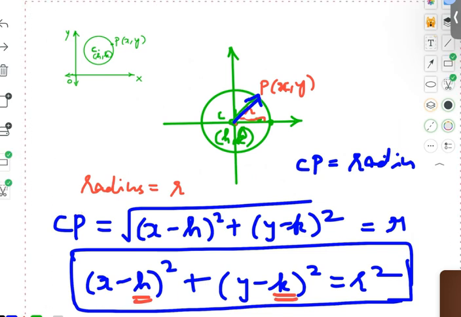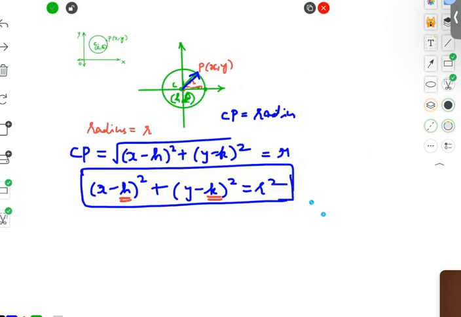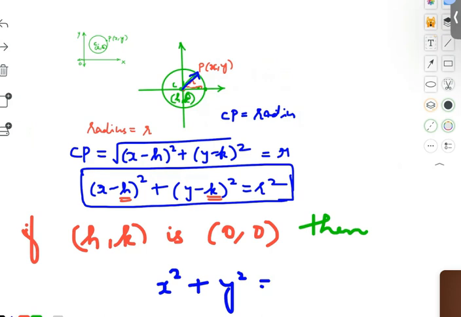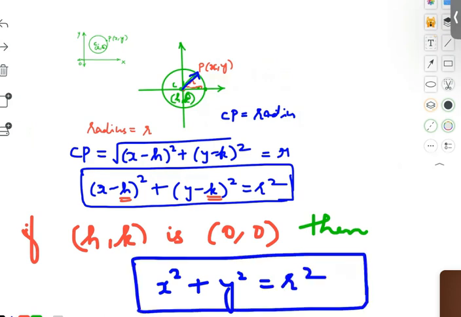Is that clear? Yes, sir. If h comma k is 0 comma 0, how does the equation modify? x square plus y square is equal to r square. Okay. Simple as that.